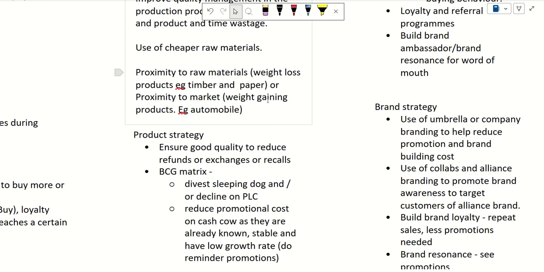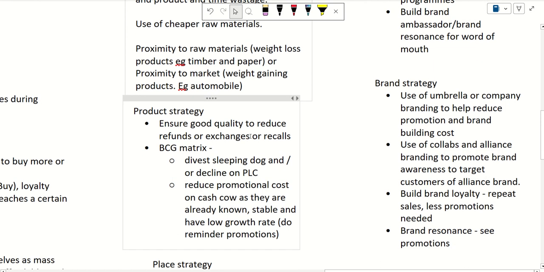Right. So proximity to raw materials basically means this. Your finished products are lighter or easier to transport than the raw materials. So for example, wood, timber, it's harder to transport across places. So you want to be near the timber and wood places. For example, paper companies tend to be very near the source of the raw materials.